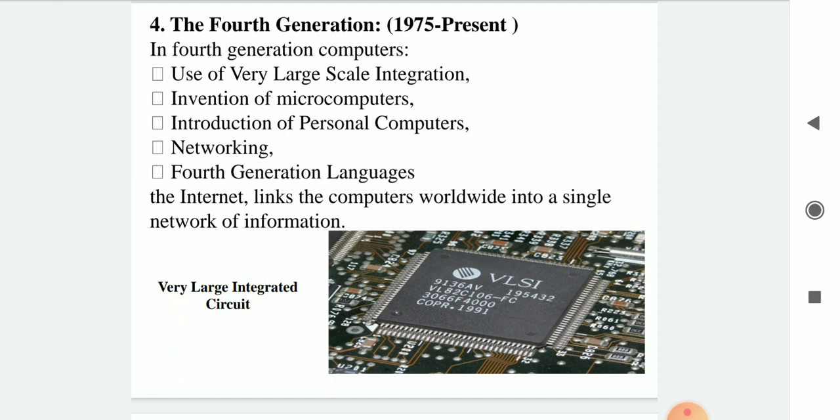Intel 4004 chip located all the components of a computer, we can say central processing unit, memory, input and output controls, on a single chip. That was known as the microcomputer. And so we can say microcomputers were introduced in this particular generation. Higher capacity storage media like magnetic tapes were developed. Magnetic discs were developed. Optical disc also came in the picture.